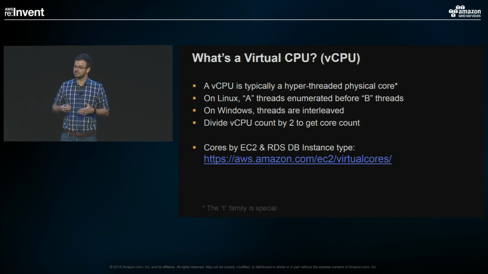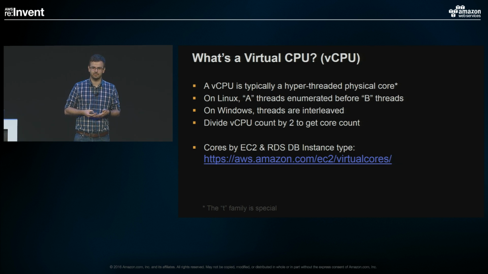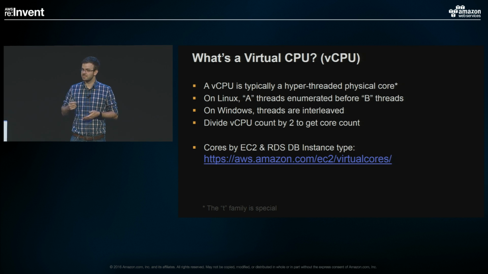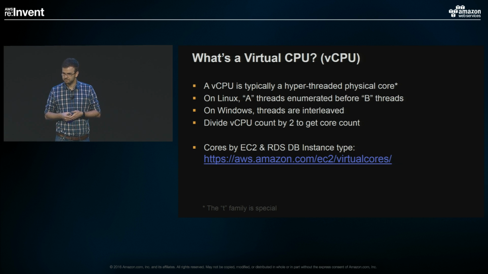But when you're going to launch an instance, you'll see a property of that instance that you've probably not seen outside of AWS. And that's the vCPU, or virtual CPU. And I have a lot of customers ask me, what is a virtual CPU? Well, a vCPU, or a virtual CPU, on modern instances, except for the T family, which is special for reasons we'll talk about later, is actually just a hyper-threaded physical core.